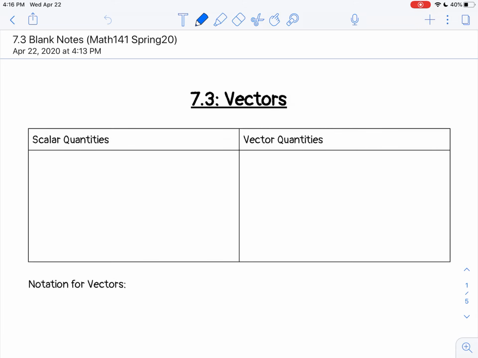Folks, welcome to 7.3 part 1. And in 7.3 we're going to be talking about something called vectors. What I want to start off by talking about is the difference between a scalar quantity and a vector quantity.